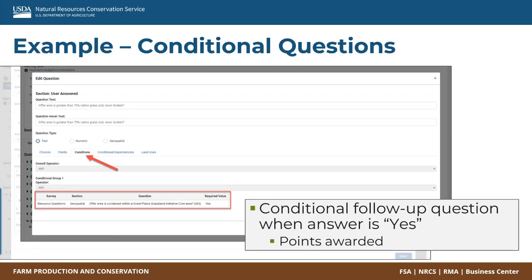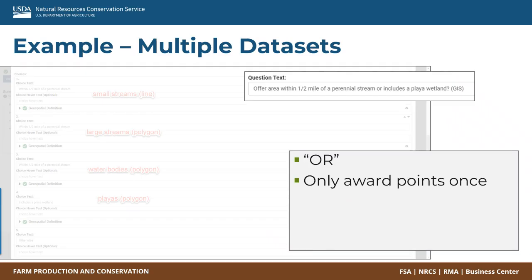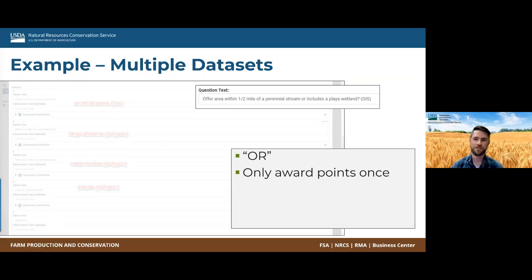Finally, this is an example using multiple data sets. This is an easement program ranking question determining if an offer area is within a half mile of a stream or if it includes a playa wetland. In Kansas, that's largely a Western Kansas versus Eastern Kansas distinction, but a land unit could certainly meet both criteria. But the requirement was for this to be or.